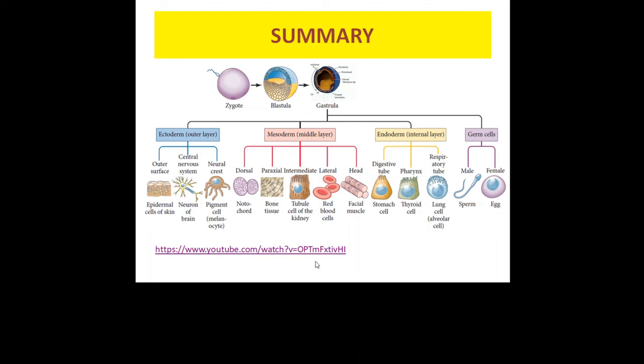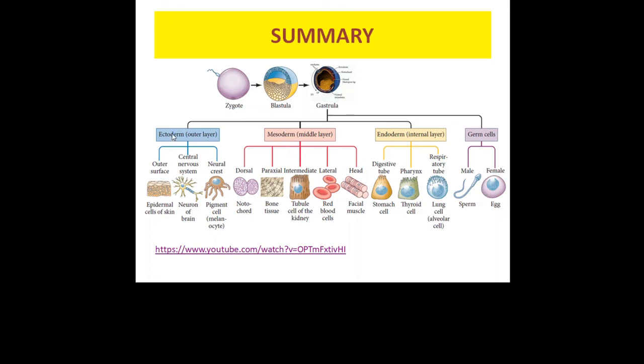Let's see the summary. Initially, fertilization occurred in the animal region, giving rise to the zygote. As it is formed, it enters the process of cleavage, forming morula and then blastula. Blastula then enters the process of gastrulation, where 3 germ layers, ectoderm, mesoderm and endoderm, are defined. Then during later developmental stages, these 3 layers give rise to the rest of the parts of the body.